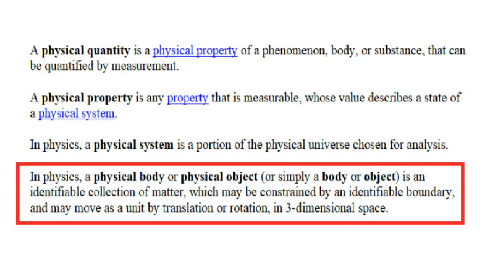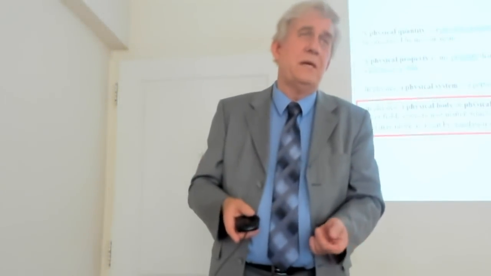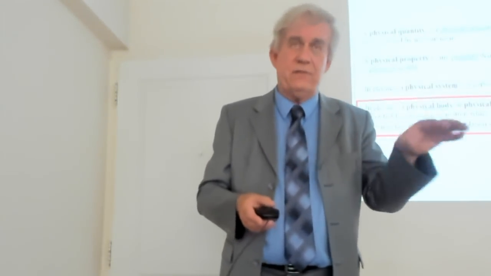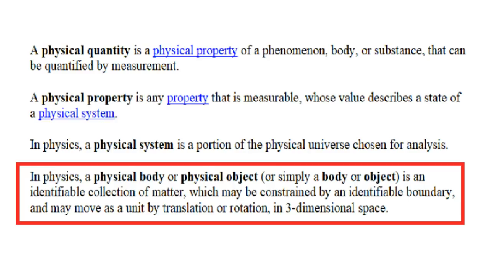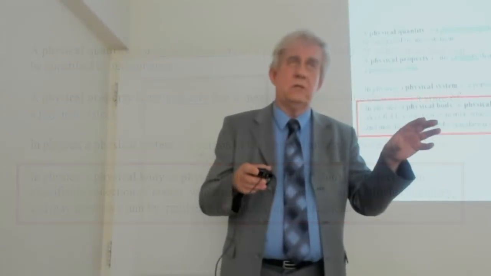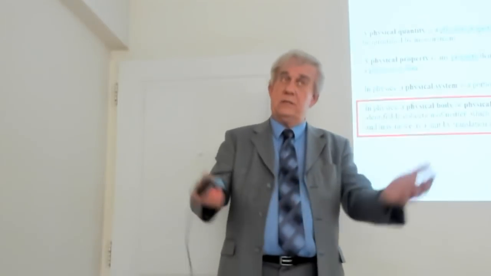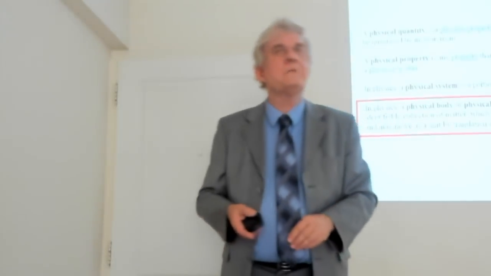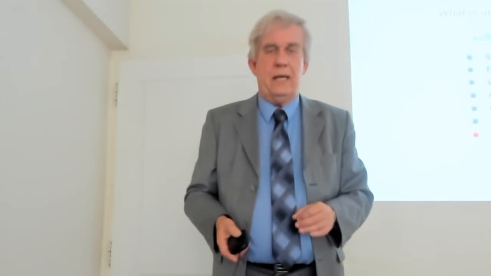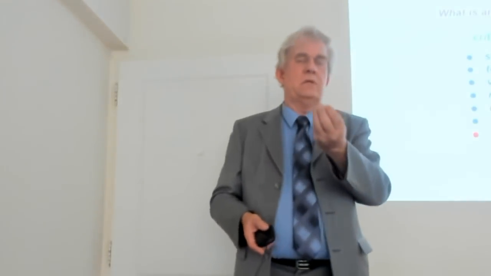Which may be constrained, maybe. It's like a secondary issue. May be constrained by an identifiable boundary. So some objects have boundaries, some don't, so it may be constrained. Obviously, they haven't thought about this very long. And it can move, essentially, right? So if the object has a bunch of marbles and it's constrained by some kind of skin, and it moves, now we have an object, okay? Easy?